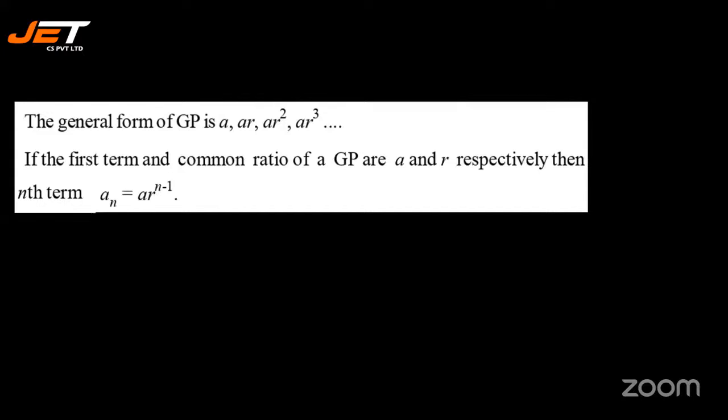All right, now see here. If the first term and the common ratio of a GP are A and R, then the nth term is A_n equal to AR to the power n minus 1. Right? Supposing in your sum the last term is given, then that's supposed to be the nth term. So A_n is nothing but AR to the power n minus 1.